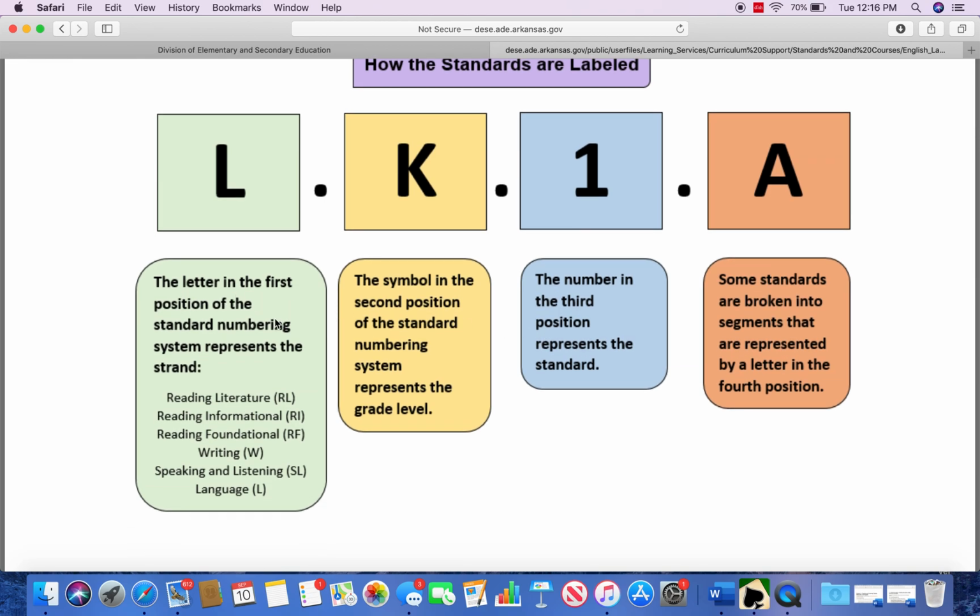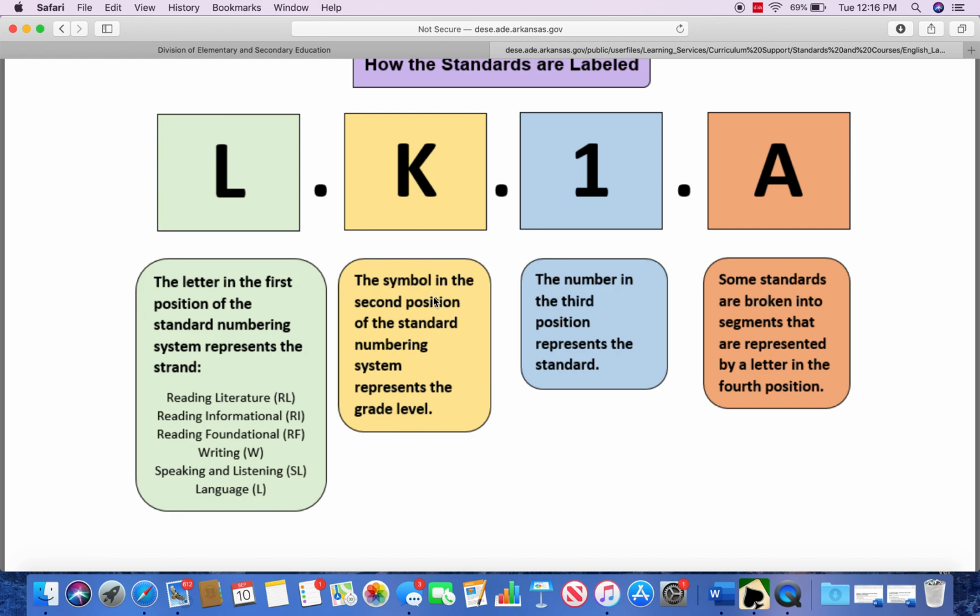The letter in the first position is the standard numbering system, and it represents the strand. For example, this L here represents language. If it shows an RL, it's reading literature. If it's an RI, it's reading informational. If it's RF, it's reading foundational. And if it's a W, of course, it's writing. And then SL stands for speaking and listening.